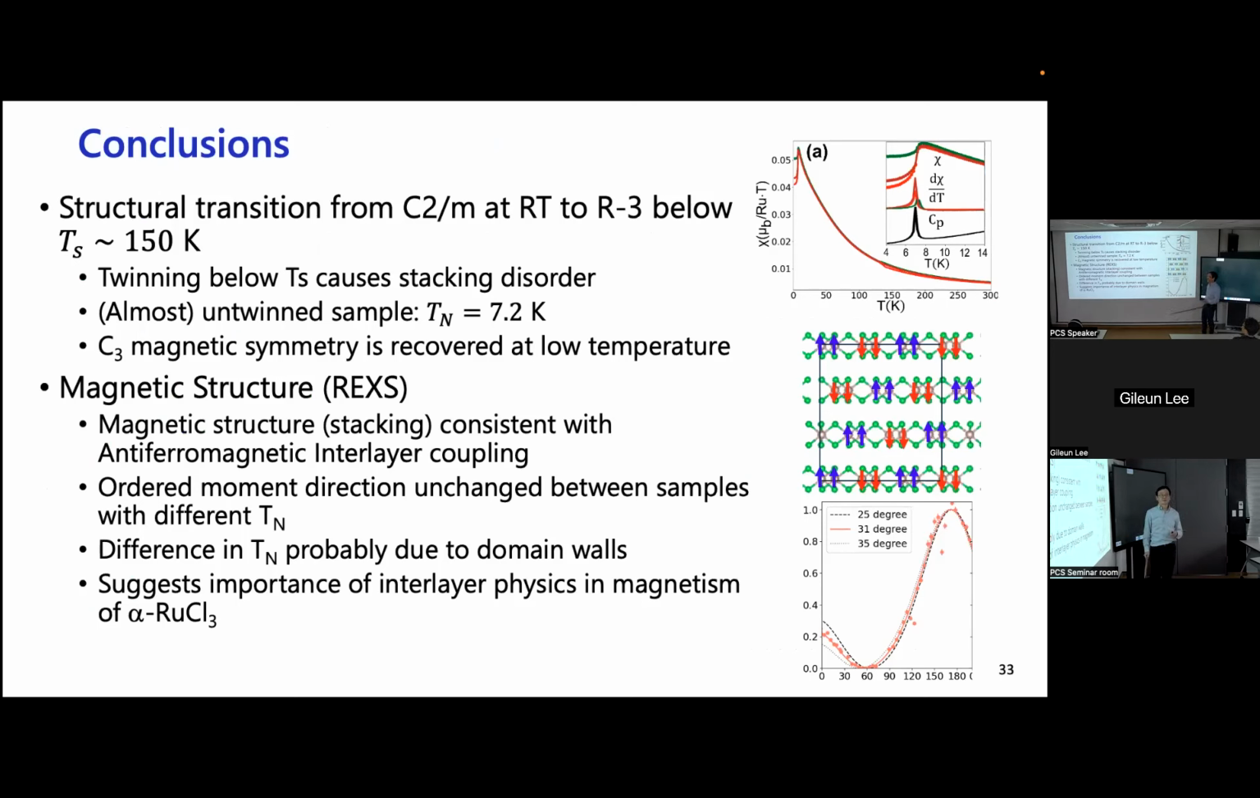Time is up, so I'll stop here, and I just want to point out there are two things that we studied. One is the structure. We now understand why there is such a big sample dependence among samples: because of the structural transition and twinning. And for a good twin-free sample, we can do a very careful measurement of magnetic structure and magnetic anisotropy and so on. And the end conclusion is that the interlayer coupling cannot be ignored. So I think that's the main message. Thank you.